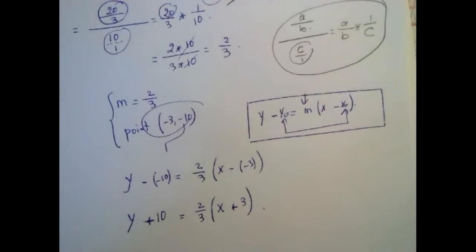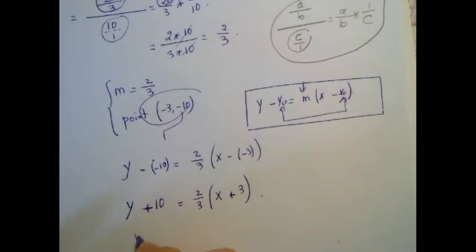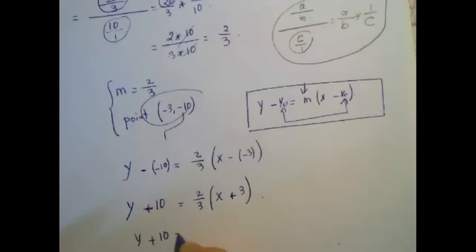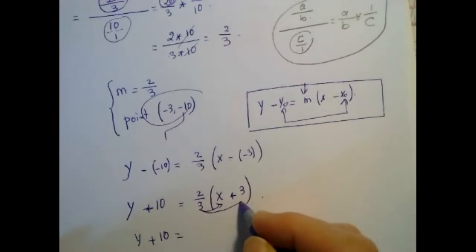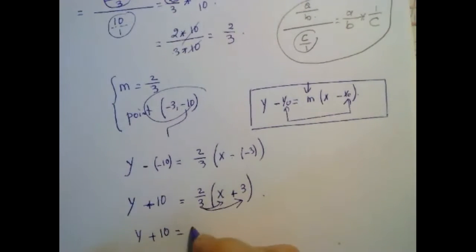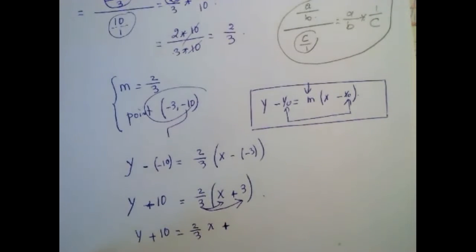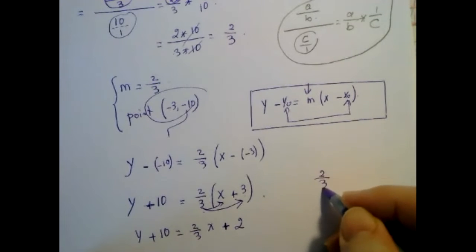Minus minus, plus 3. Now the rest is, we want to write it into the form y equals mx plus b. So we're going to do some algebra at this stage. I have to distribute. So it's going to give me 2/3 x plus 2/3 times 3 will give me a 2.